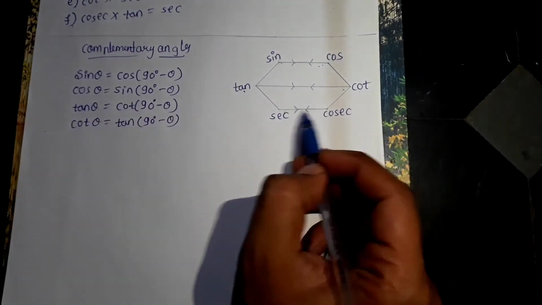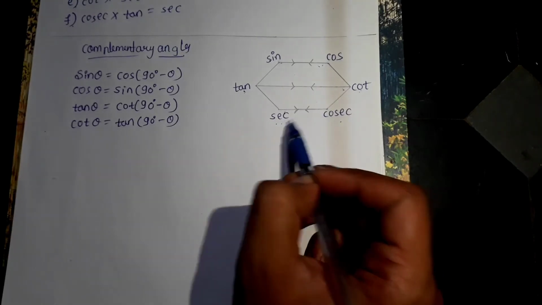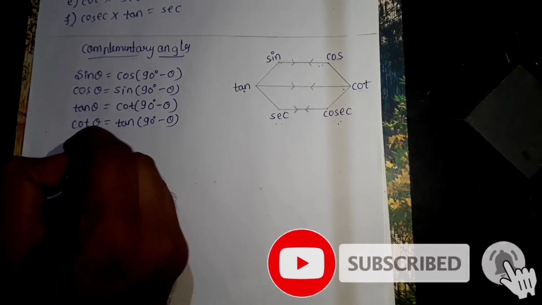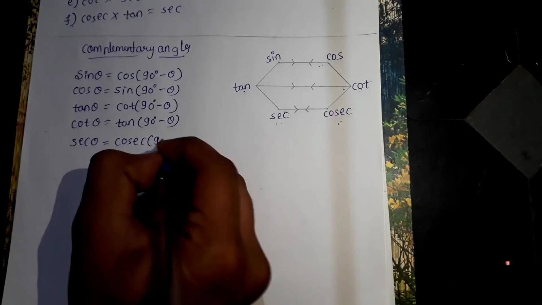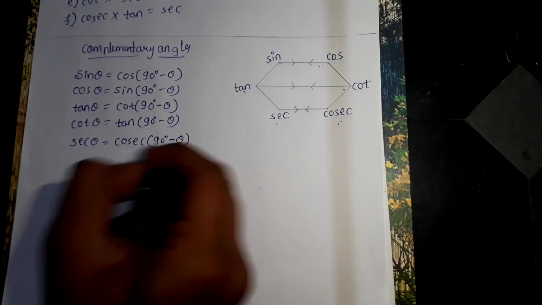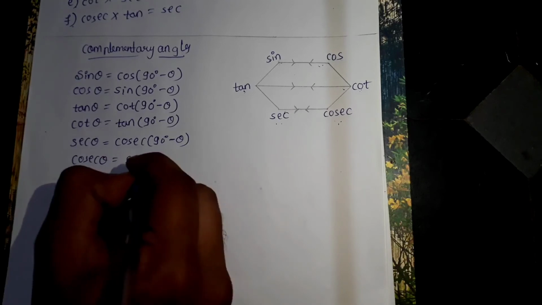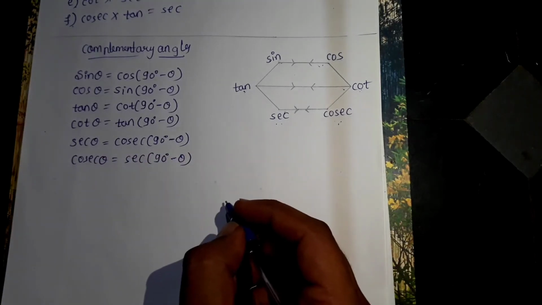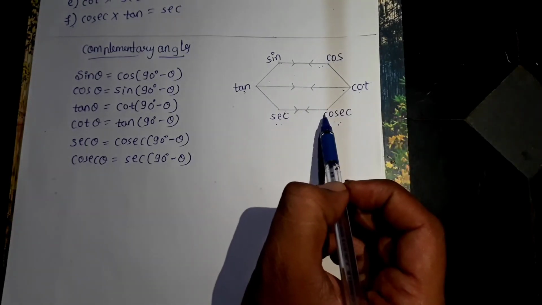Now come to the third line. The two functions are sec and cosec. Even these both are complementary to each other. That is, sec theta is equal to cosec of 90 degree minus theta. Similarly, cosec theta is equal to sec of 90 degree minus theta. Once again, the important thing is, for complementary angles, these three lines are very important.